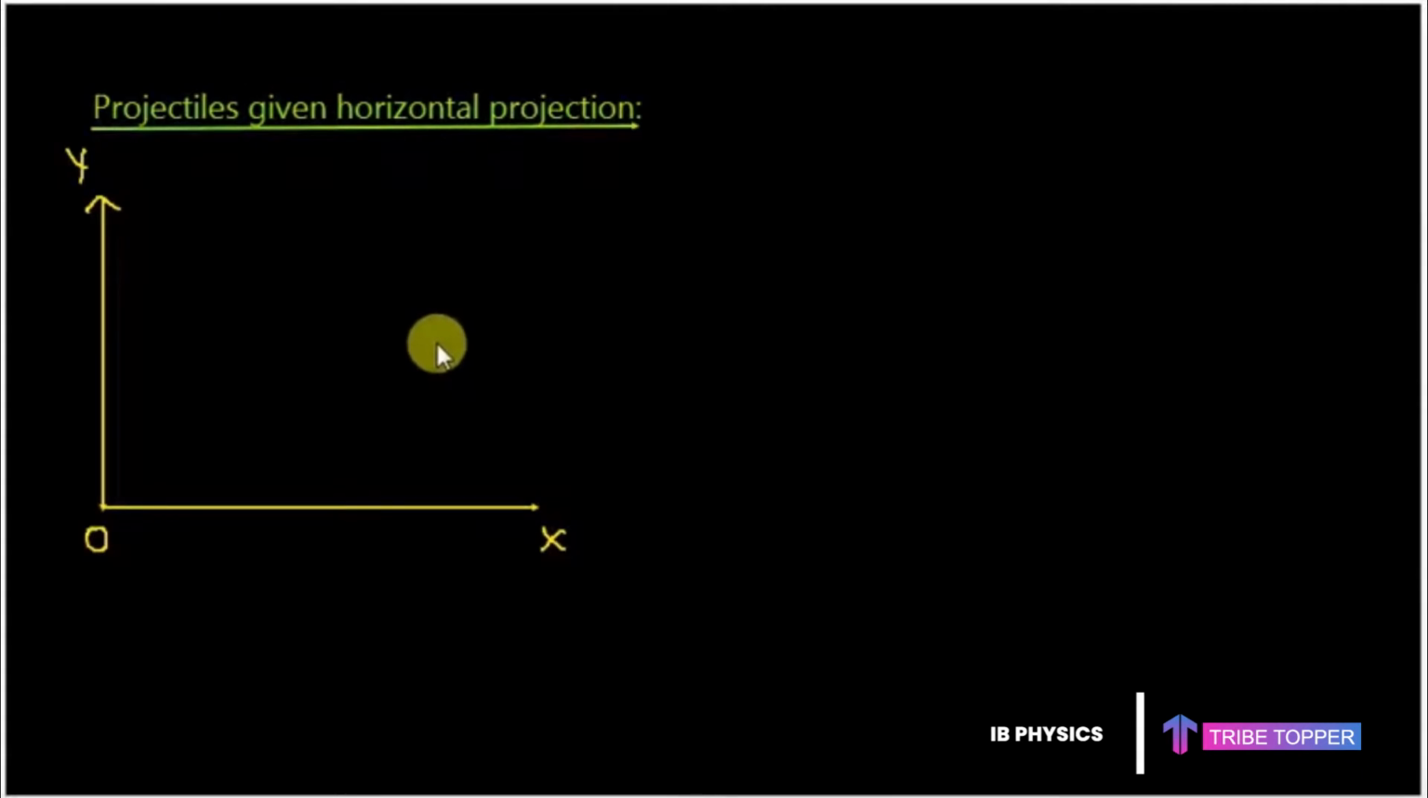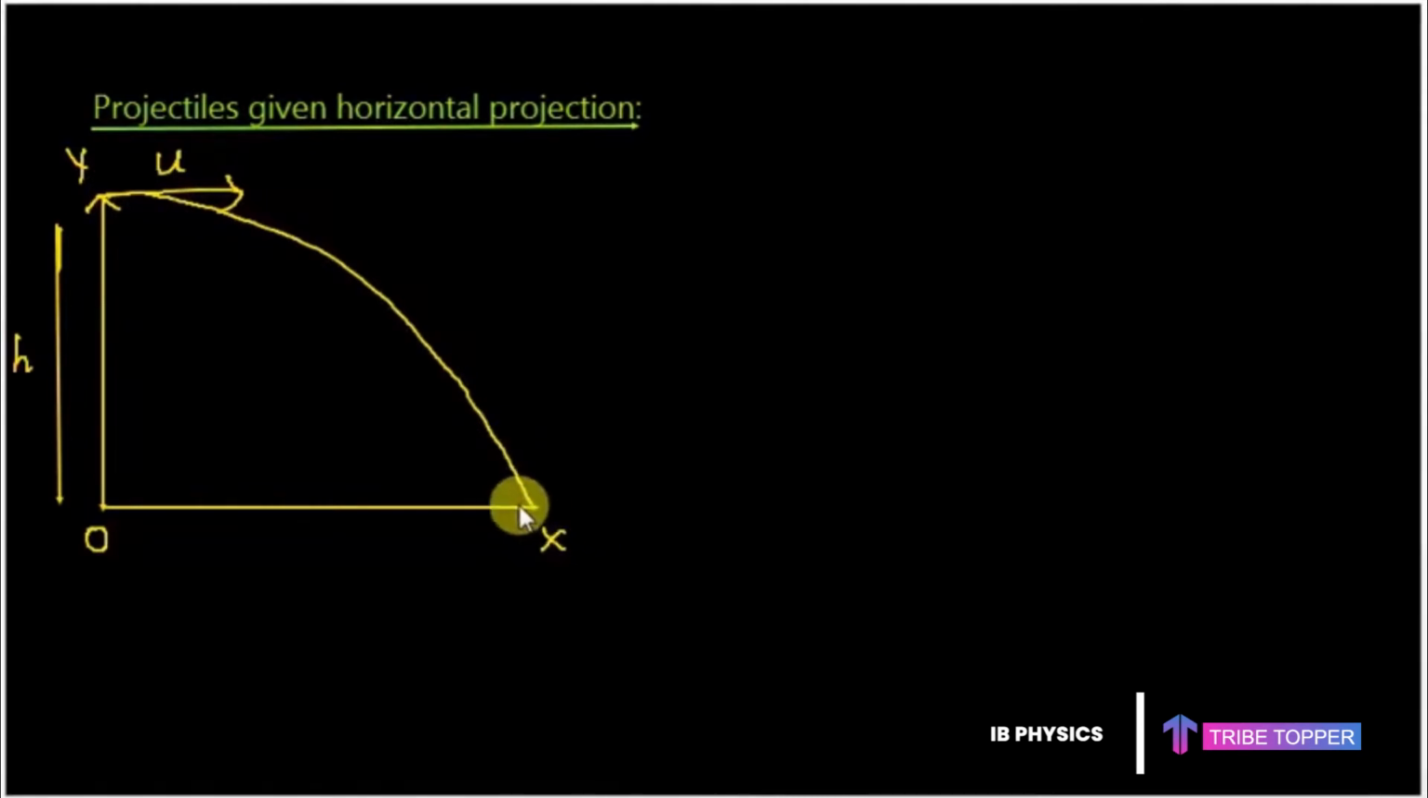So let us look at the case when it is given a horizontal projection. The best example would be, suppose you're standing on the top of a building. Let this part be the height of the building, h. You're standing here and you drop a ball. You're going to give it an initial velocity along the x-axis, a velocity like this. But we know the path that it is going to follow is going to be something like this. So it's going to fall following a parabolic path.